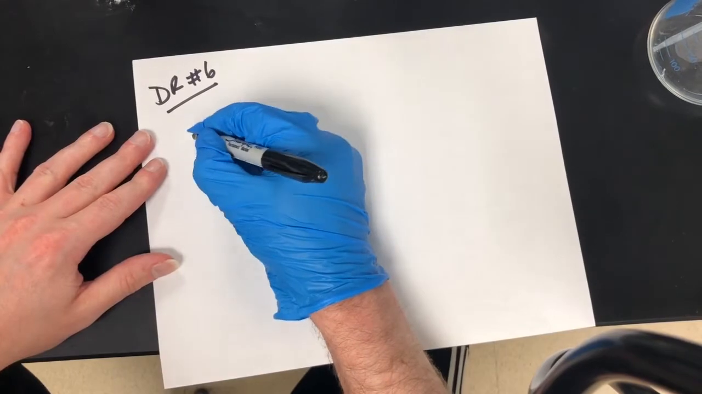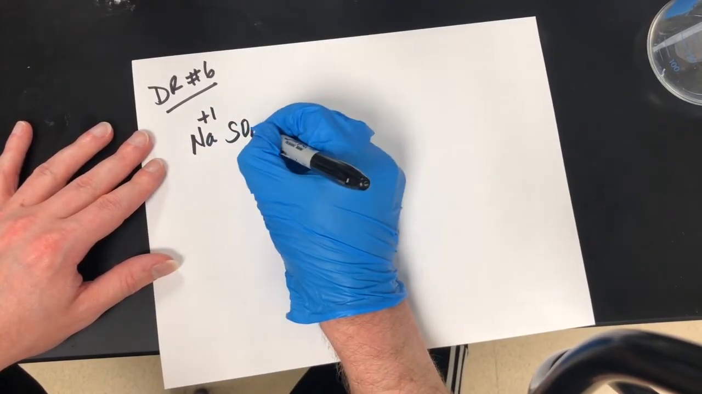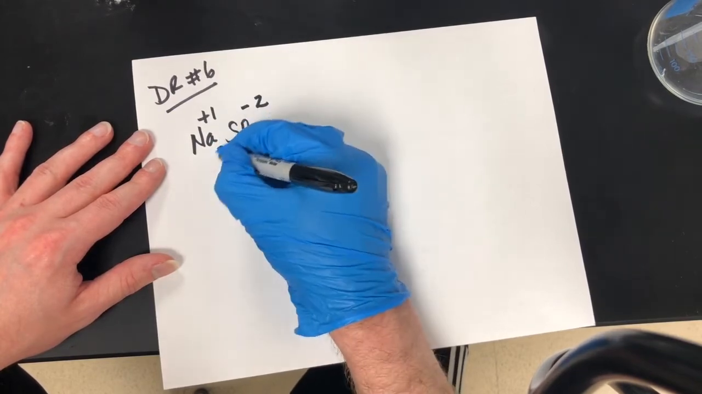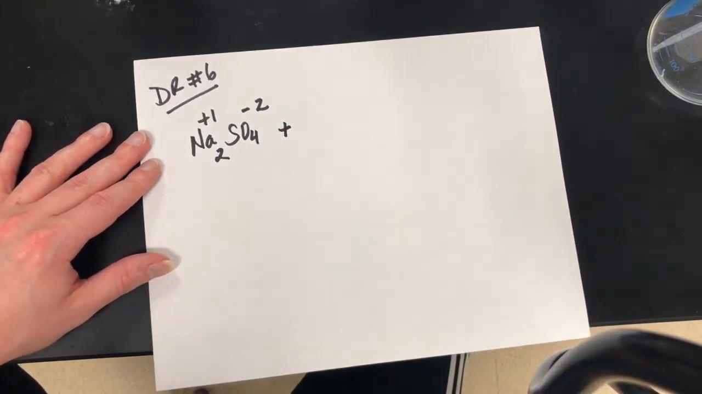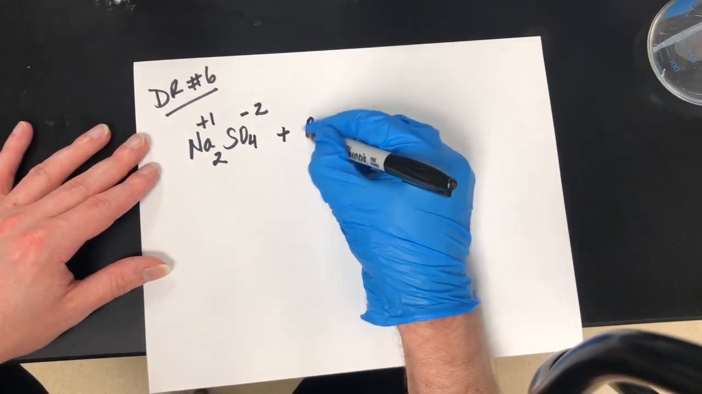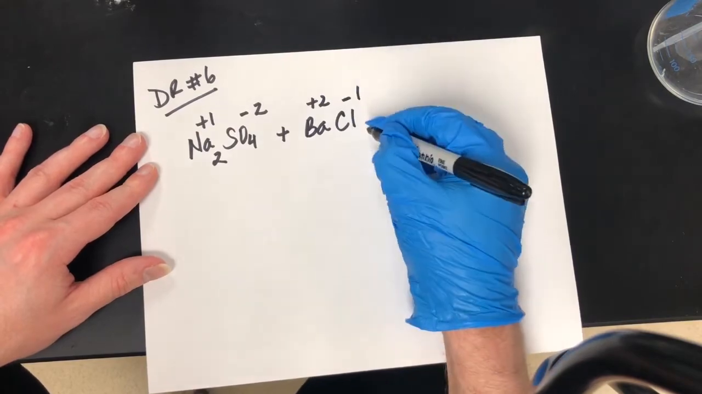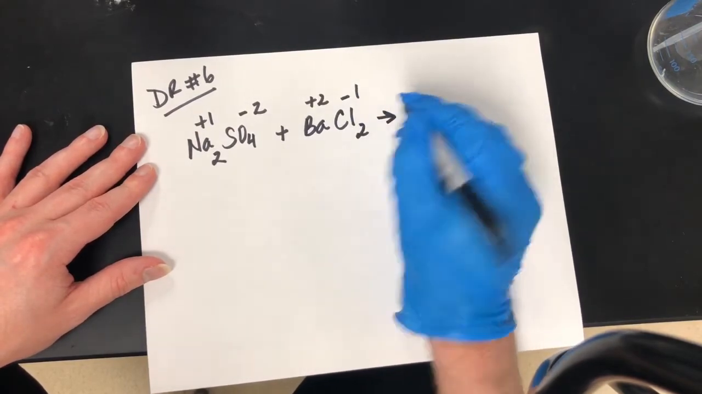So it says we're going to take sodium sulfate. So sodium is Na with a +1 charge. Sulfate is SO4 with a -2 charge. And we crisscross. And we're going to mix it with barium chloride. So barium is Ba. Chloride is Cl with a -1 charge. We crisscross. Looks like that.